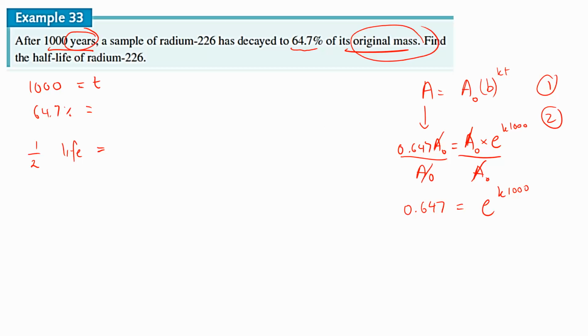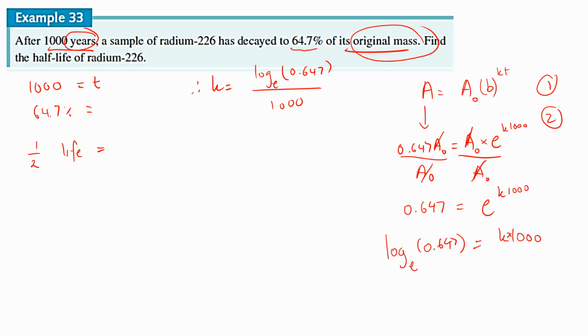Log, fantastic Aiden, so we log both sides, so log base e of 0.647 is equal to k times 1,000. But what we want is k, so therefore k must equal log e of 0.647 divided by 1,000, because that's times. That's how we get k. Now if we've got k, how does this help us to find half-life? What is half-life really doing?